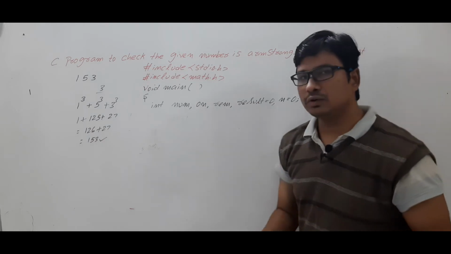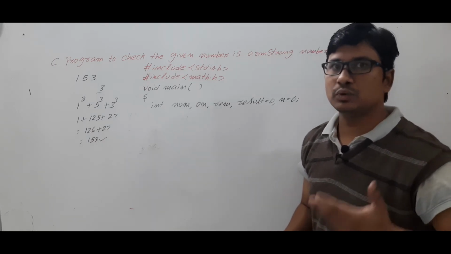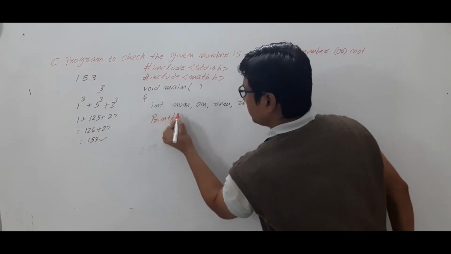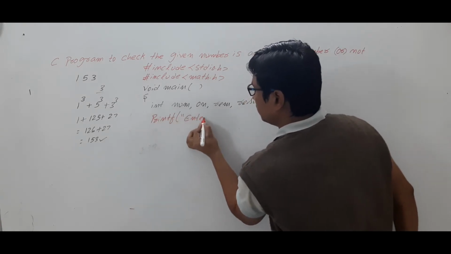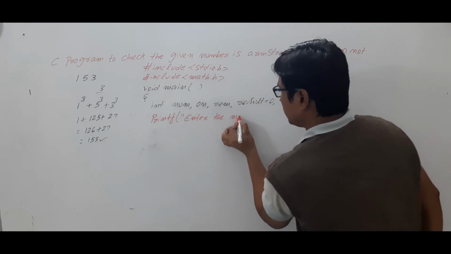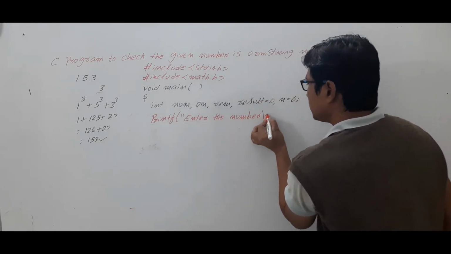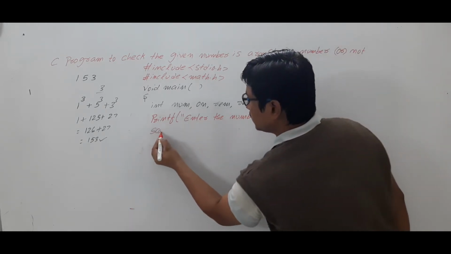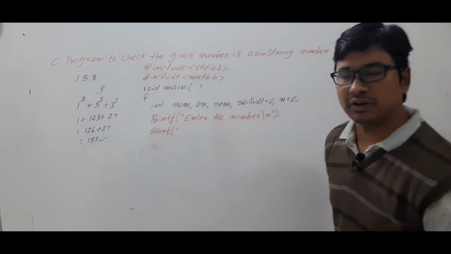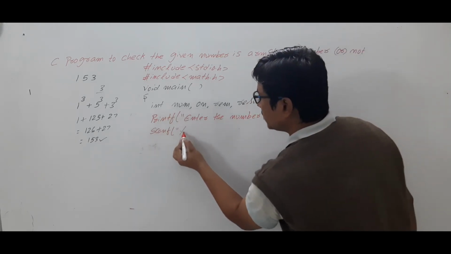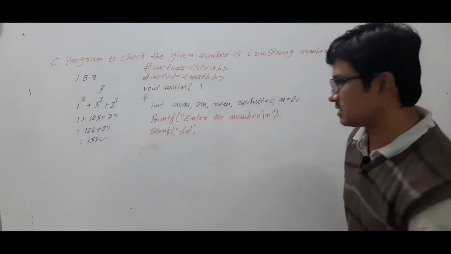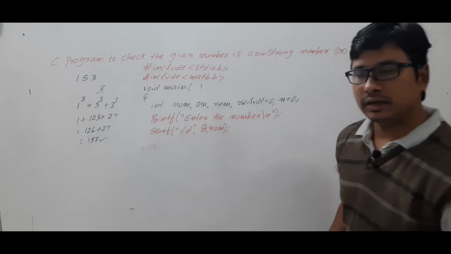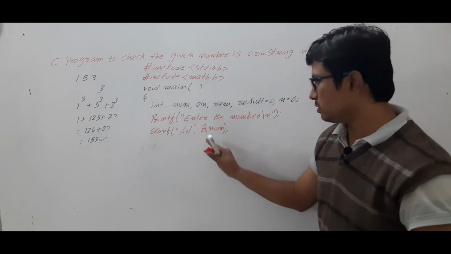Okay. Now first what I need to do, I need to ask the user to enter the number. So printf, enter the number, okay, for which the user needs to check whether it is an Armstrong number or not. Once he has entered, I need to read it. So I'm using an inbuilt function called scanf, and I need to read an integer. So I'm using the format specifier %d, and that number I want to store in the variable num, in the address location. So that's why I'm using &num like this.